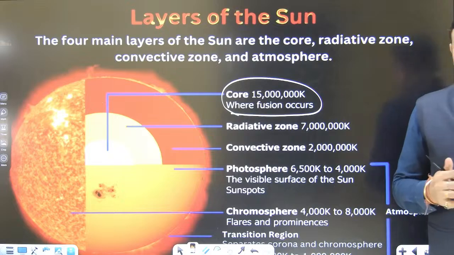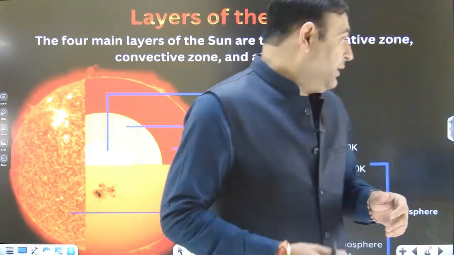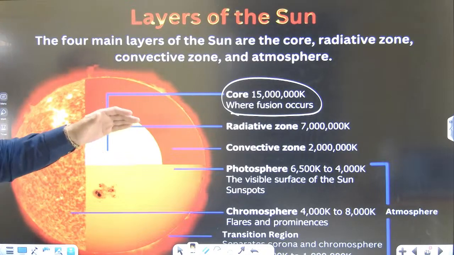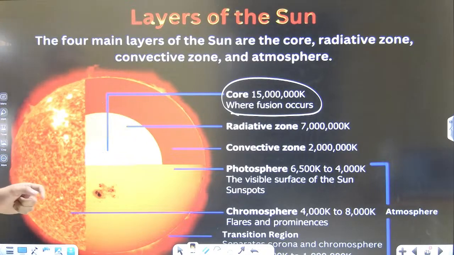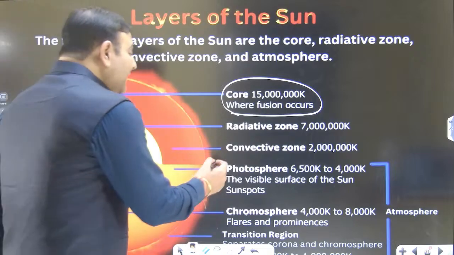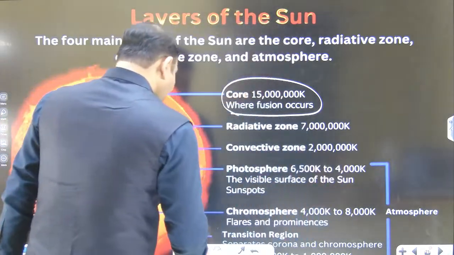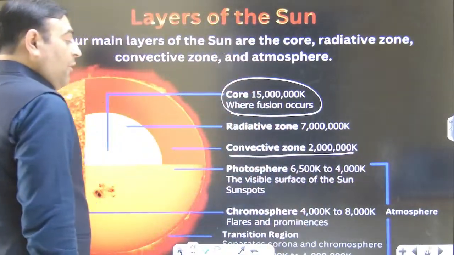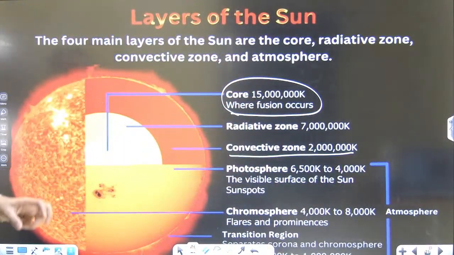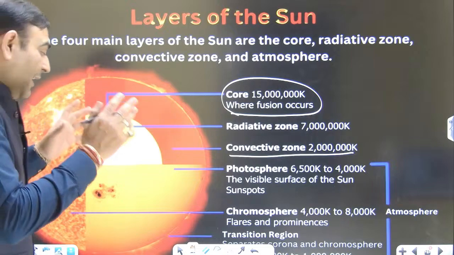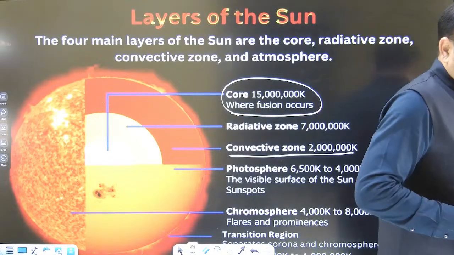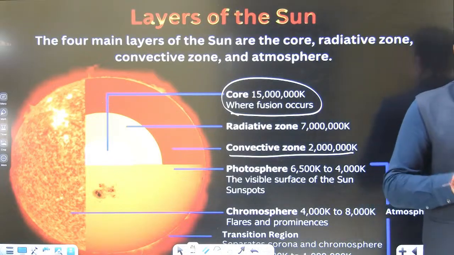Then comes the radiative zone, 70 lakh Kelvin. Then comes the convective zone, photosphere, then chromosphere. The outer layer is the chromosphere, or the atmosphere of the sun.